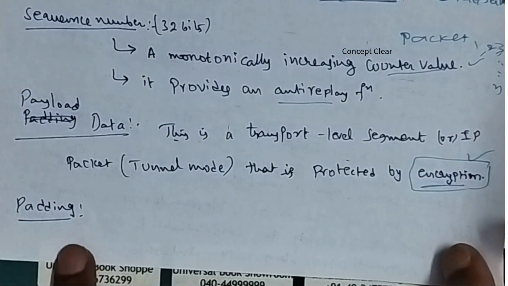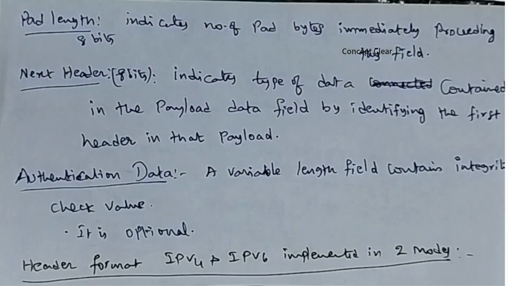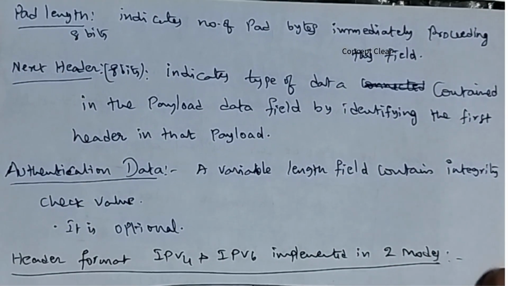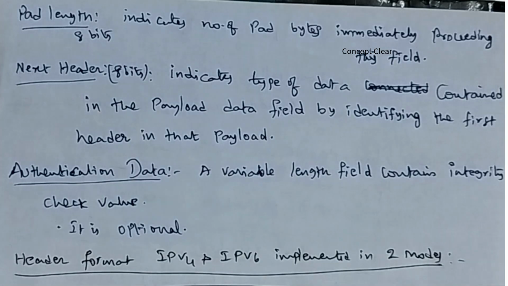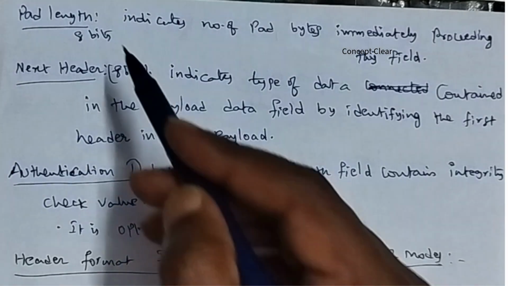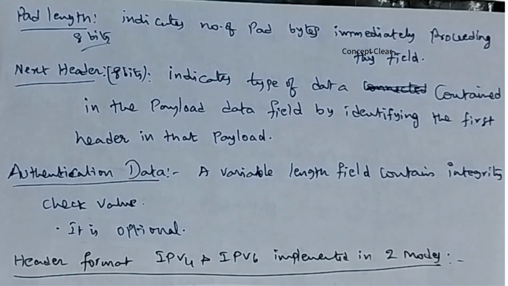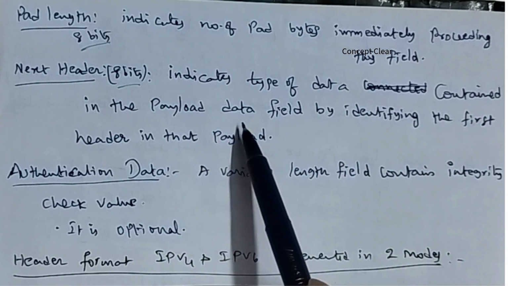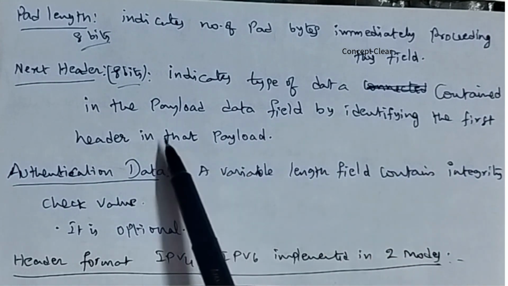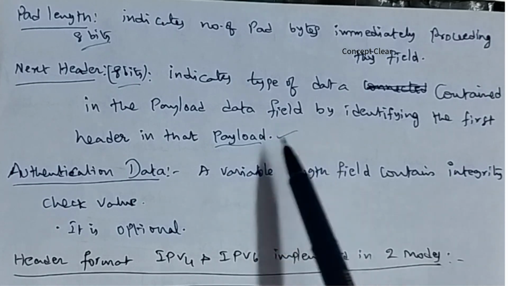Next one is the padding. What is the meaning of padding? Padding means adding additional bits at the end of the data to confuse the hackers. That is called padding. Pad length: it indicates the number of pad bytes immediately preceding, that is, how many bits we are adding to the original data. Generally it is 8 bits. Next header is also 8 bits. It indicates the type of data contained in the payload data field by identifying the first header in the payload. This is the next header.